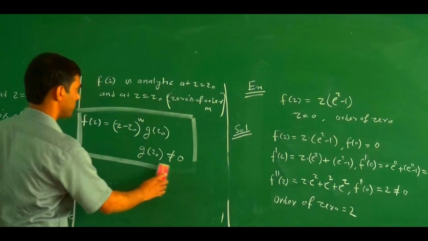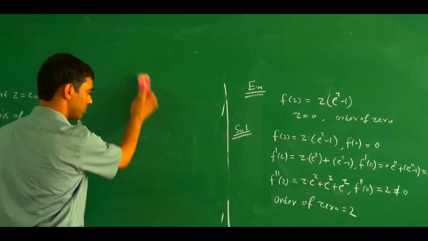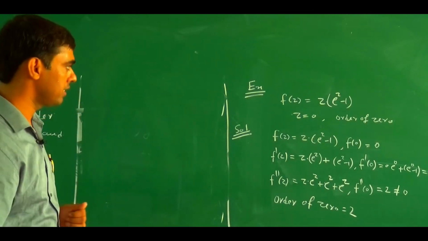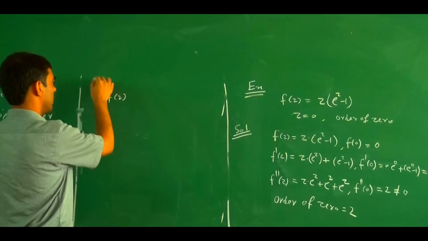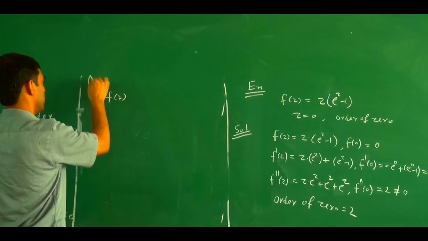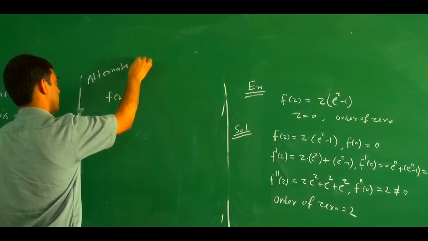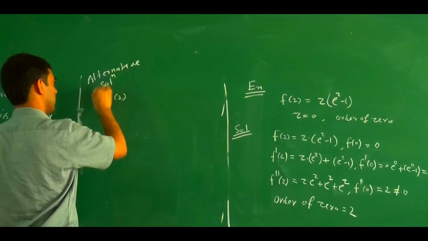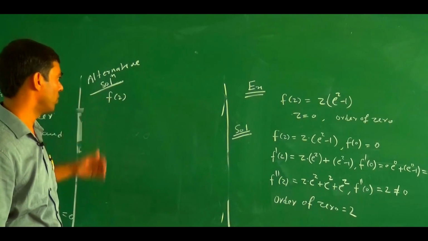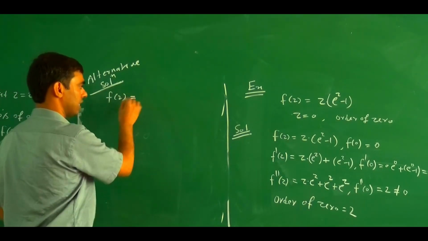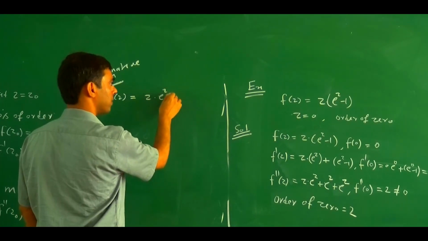Now we try to write in this form. Here we erase this one, and here we write an alternative solution. Yes, in this way also we are able to decide. f(z) equals z into (e^z minus 1).